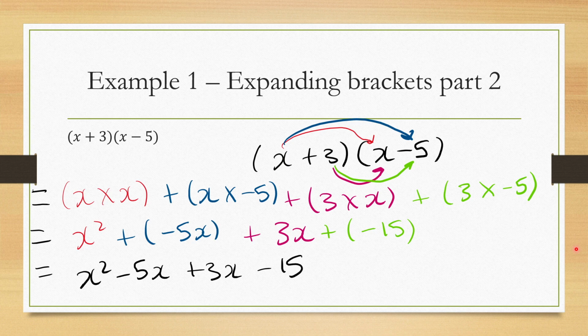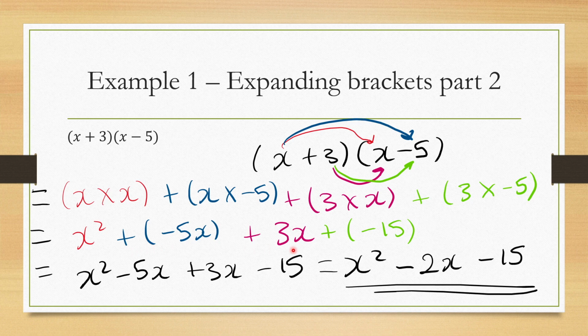If you actually look at that, these two terms, minus 5x and 3x, can be simplified together because they are like terms. So we are going to simplify that. Expanding these brackets and simplifying gives this answer: x squared minus 2x minus 15. So this is how you expand out the brackets.